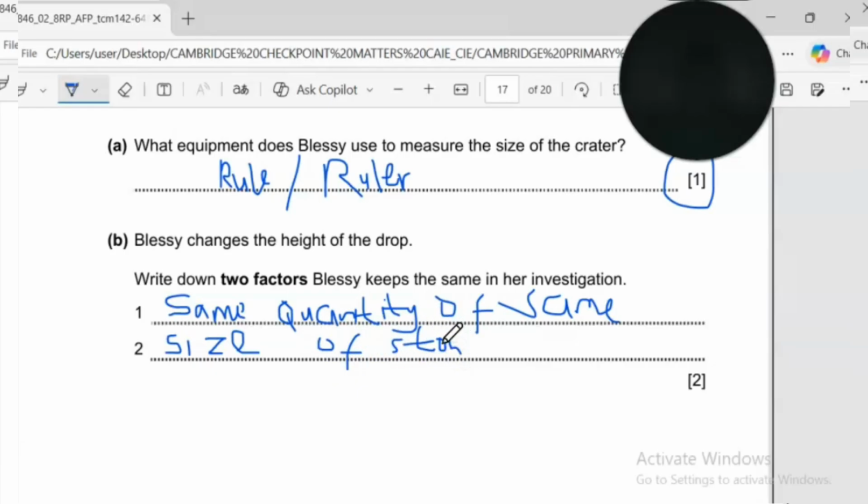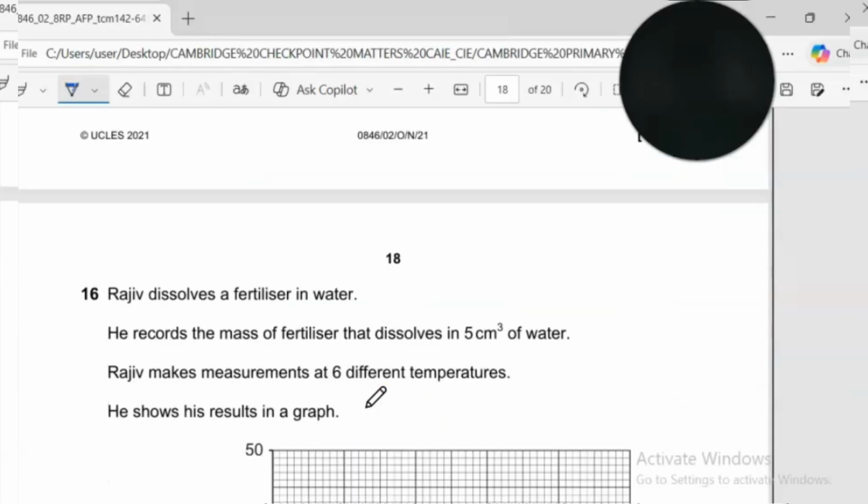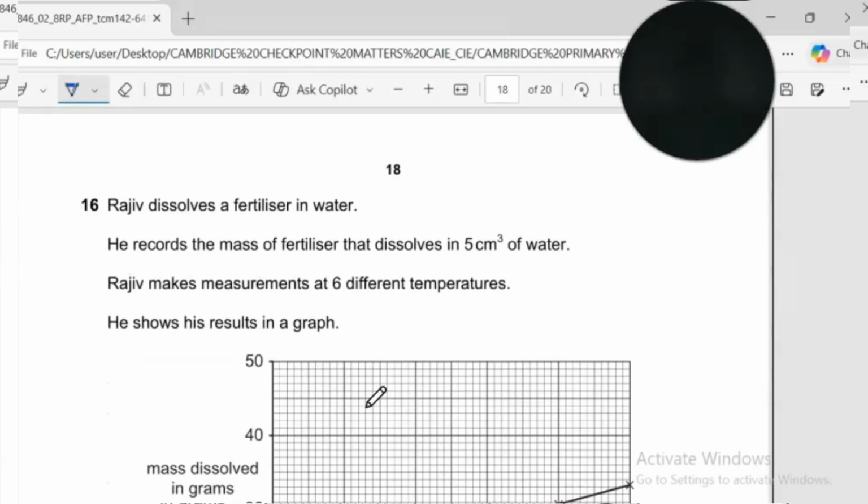Or you can say same mass of stones, so that it is maintained all through the experiment. So this goes for 1 mark. This goes for another 1 mark. So altogether it will amount to 2 marks. Is that noted? All right, let's move to the last question here.